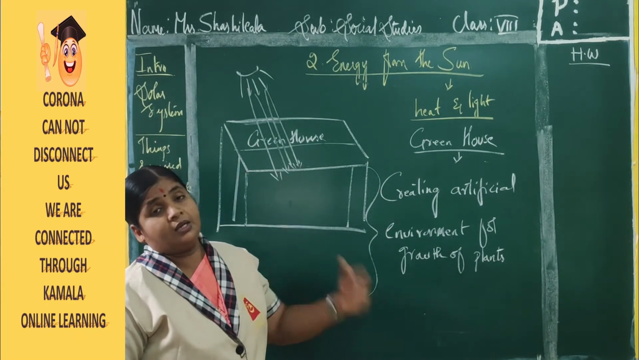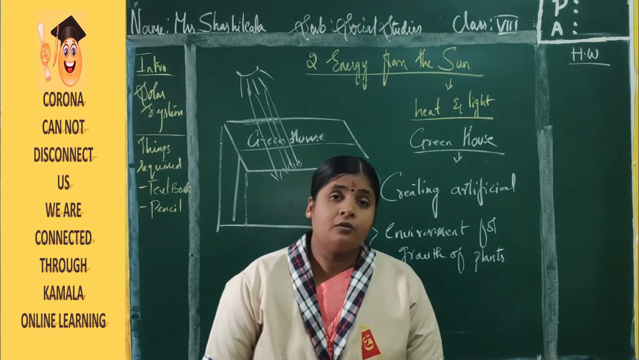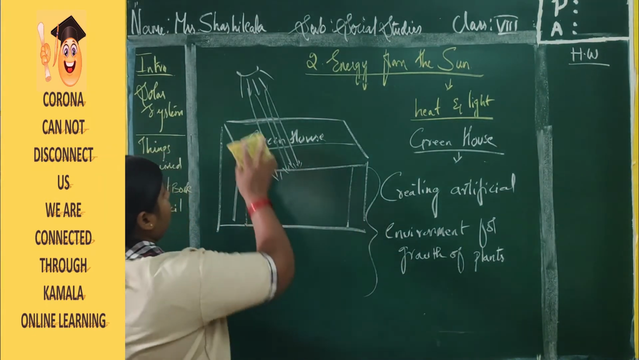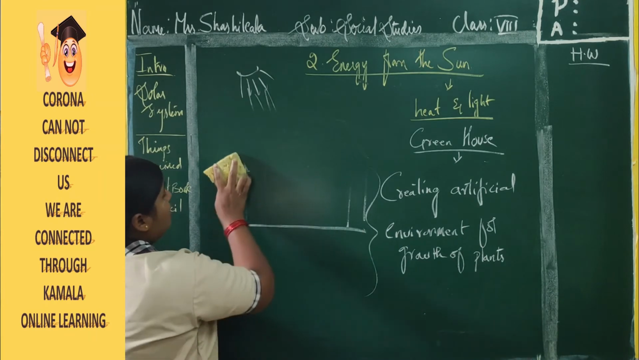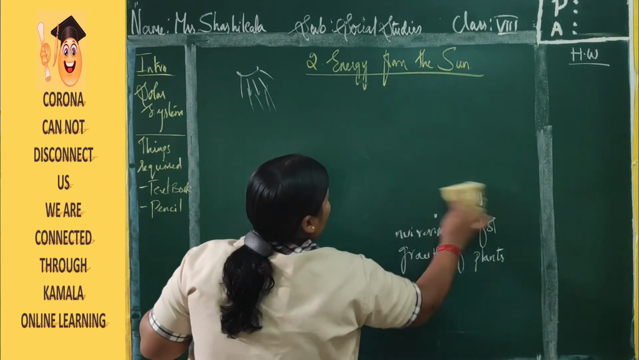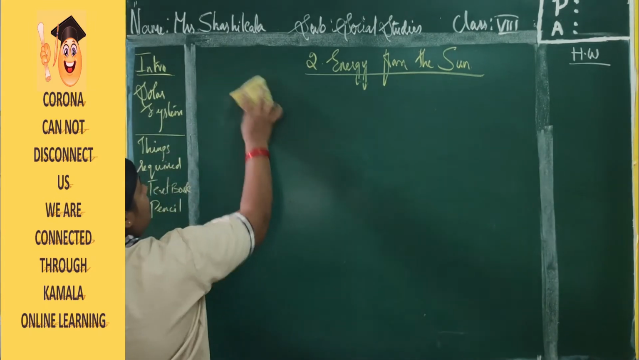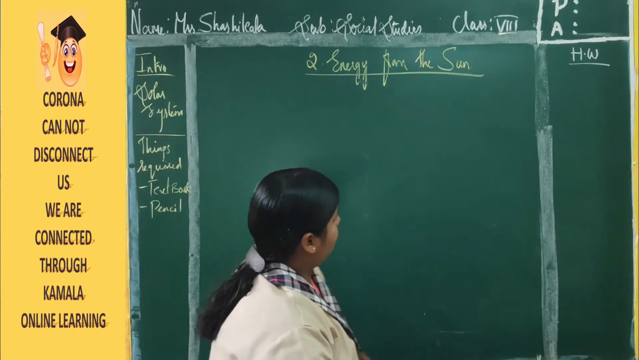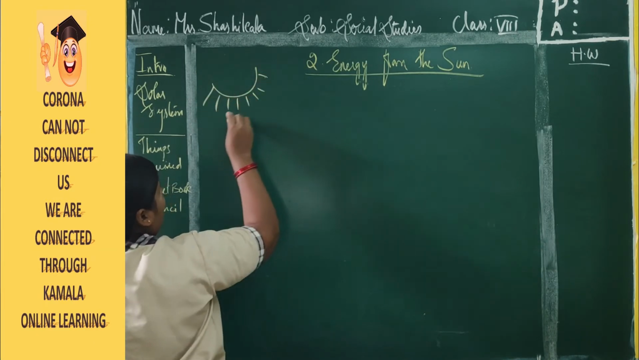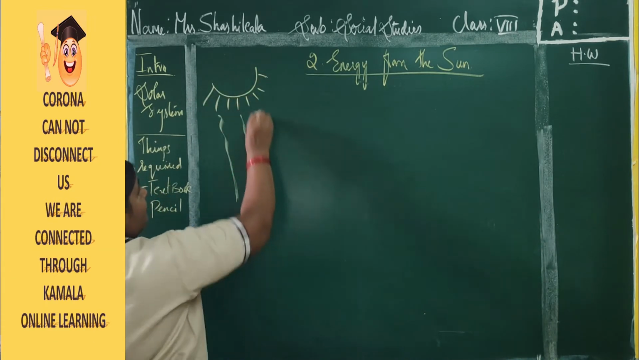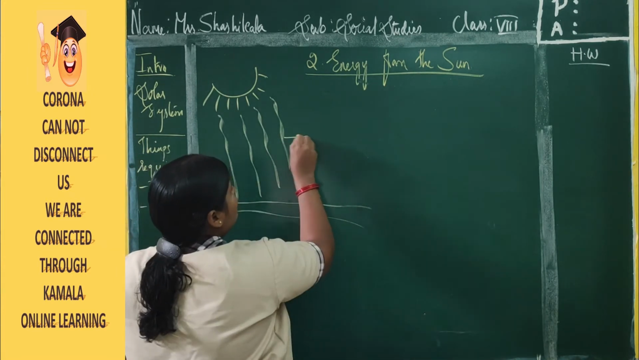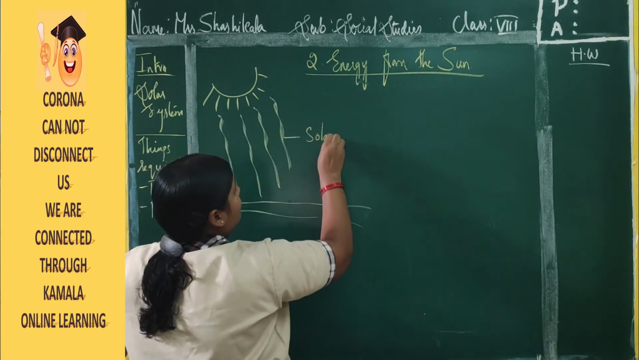So here mostly we can see the growth of food. I hope you have understood this. Now next, when the sun rays are falling on the earth, this is the sun. When the sun rays are falling on the earth, it is known as solar radiation.